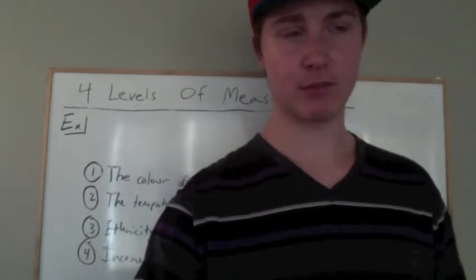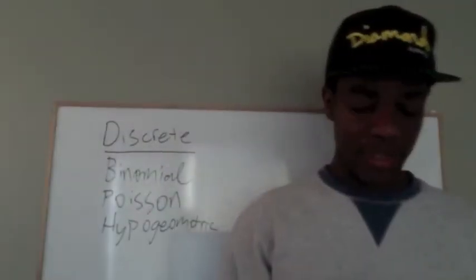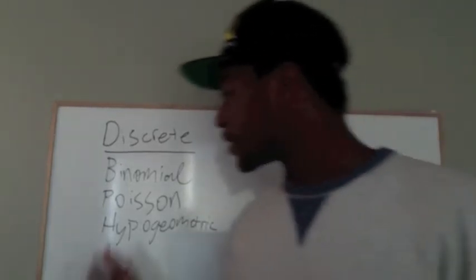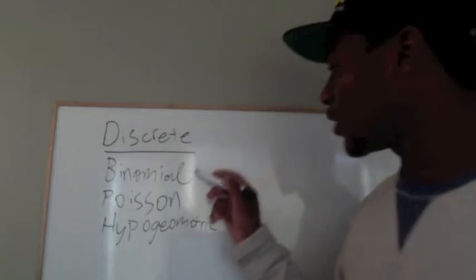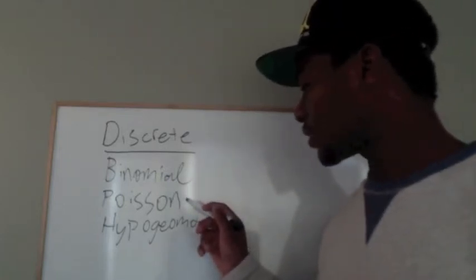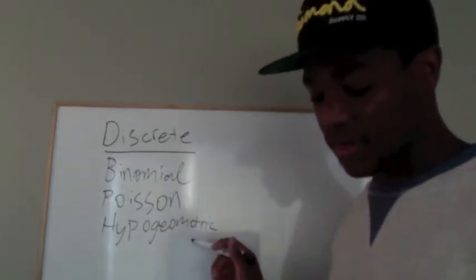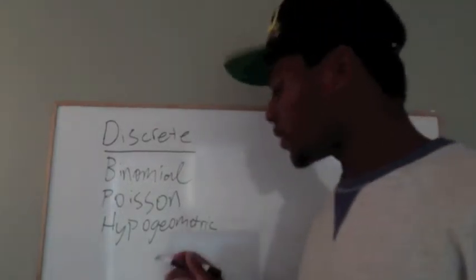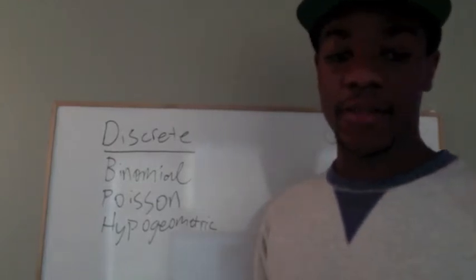And that means it's ratio. Okay, and I'll be starting Unit 2 with discrete probability. With discrete probability, there's binomial discrete, Poisson discrete, and hypergeometric discrete. I'll be talking about the hypergeometric discrete. The reason that I chose hypergeometric is that's the one that I found the toughest.